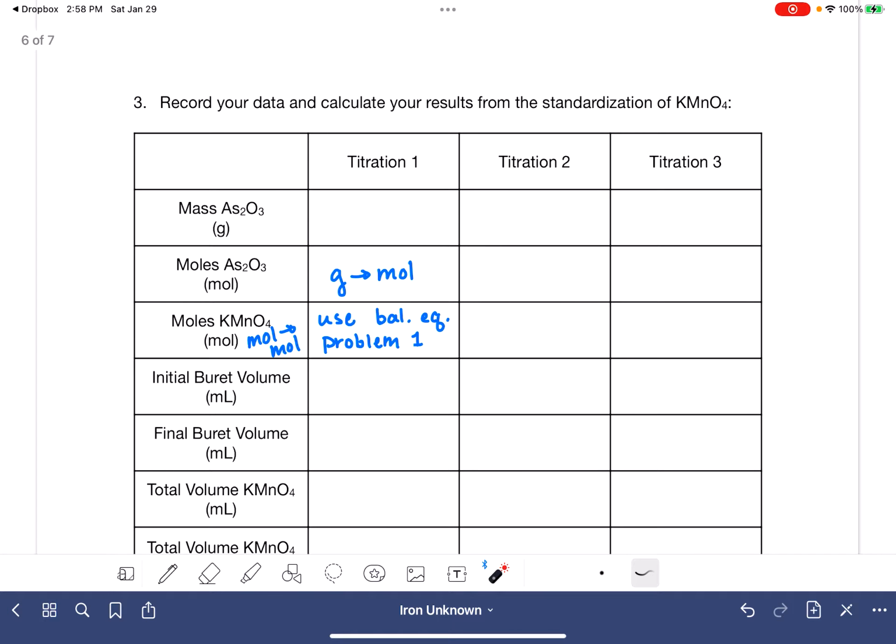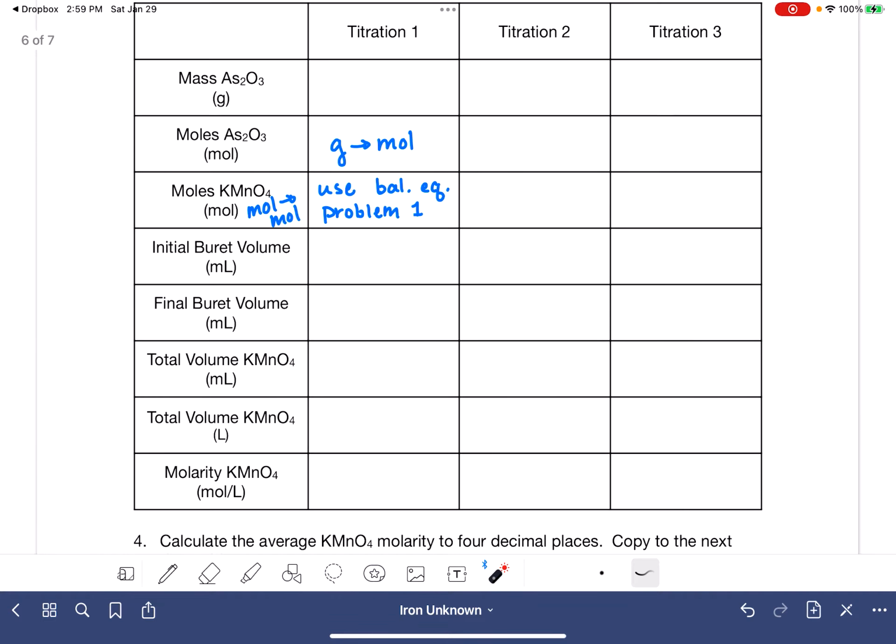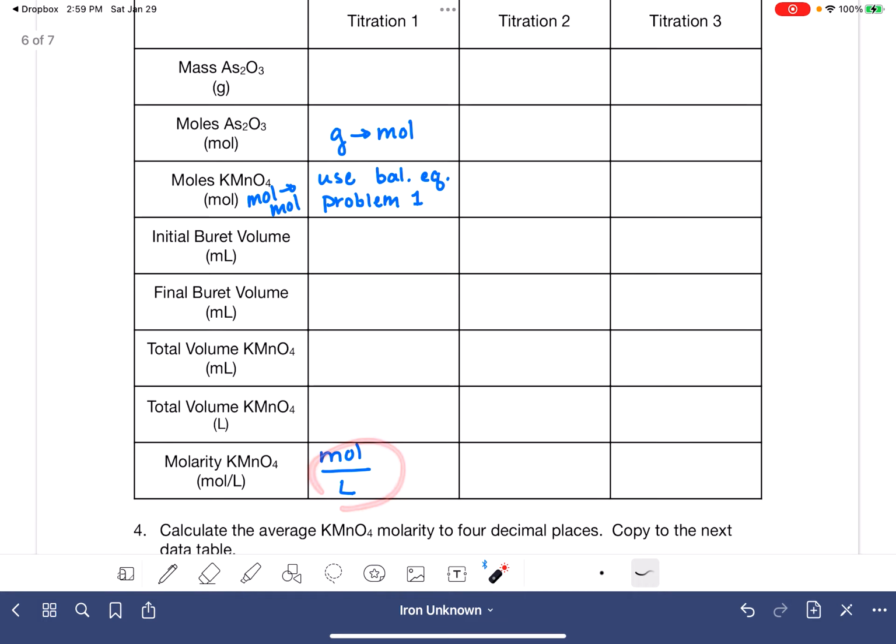The next 3 spots, you'll be reporting your burette volumes, your initial burette, your final burette, and your total burette volume in milliliters. And then you'll convert this number here into liters. And then, last but not least, you can calculate the molarity of the potassium permanganate. Molarity is moles per liter of potassium permanganate. So you're going to use your moles of potassium permanganate and your volume in liters of potassium permanganate. That's going to give you this number right here.